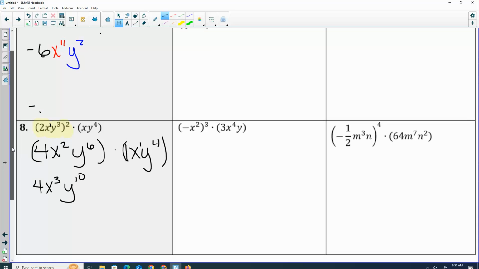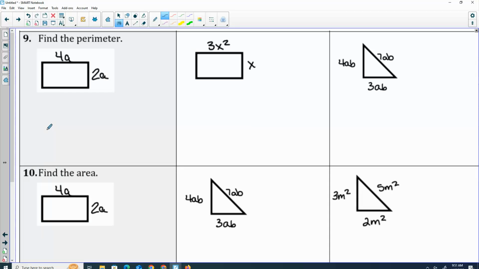Any questions on those two? The last ones I want to look at are a little bit different.